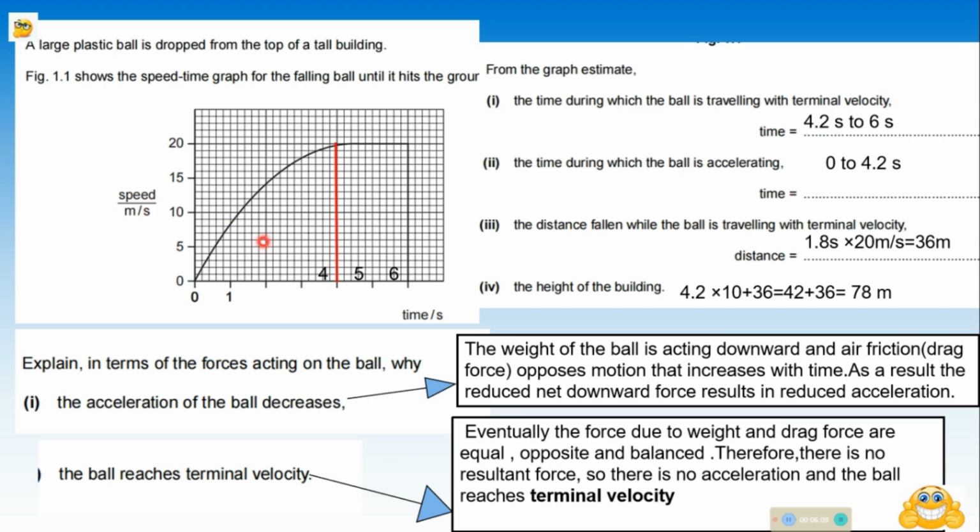You have to calculate the total distance traveled. So you can see that this 36 meters is the distance fallen while the ball is traveling with terminal velocity, and when the ball was speeding up, the ball was accelerating. At that time the distance you can calculate with the formula distance equals speed multiplied by time. Here we have to calculate the average speed. So average speed will be 20 plus 0 divided by 2. So it is 10, and that is speed 10 multiplied by the time. Time is 0 to 4.2, which is 4.2 seconds. So 4.2 multiplied by 10 plus 36 is equal to 42 plus 36. The value comes out to be 78 meters.